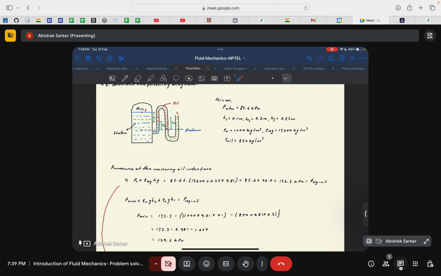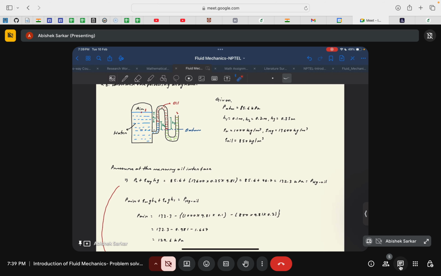Okay, so to do that, I need to take into account the fact that the fluid has changed at this point. Since this interface is not at the same level as this interface, there is no mercury here, so I cannot say that the pressure at this point is the same as the pressure from point A to B.